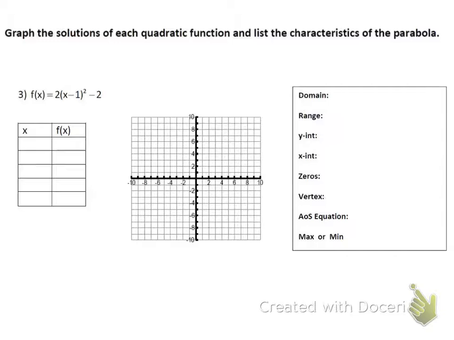Okay, let's see how you did. The A, H, and K values are this. A is 2, H is +1, and K is -2. That makes your vertex 1, -2. And then the rest of your table looks like this.